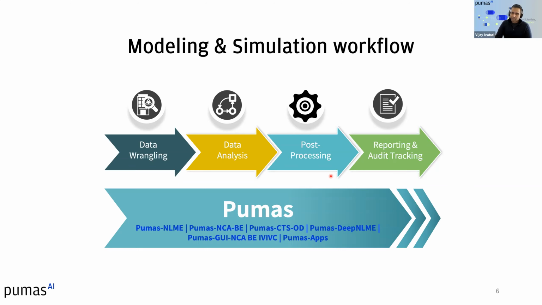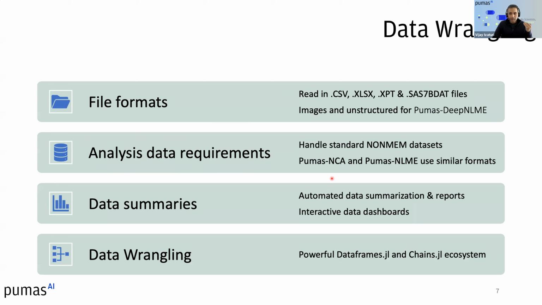So let me start by breaking each of these into one summary slide each, and then I'll go into the Pumas 2.0 features. If you talk about data wrangling, at this point, we support multiple file formats: CSV files, XLS files, XPT files, or SAS7BDAT, right? And coming up later this year, through our deep NLME platform, you will also be able to read in images and unstructured data, where now images can be used as covariates in your model. For more of that, you can look at some of our deep NLME presentations.